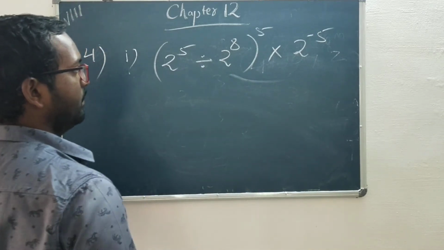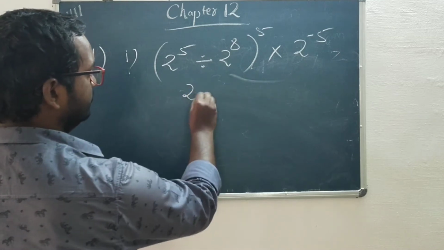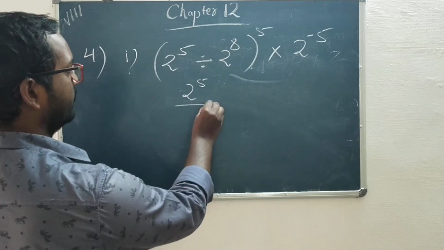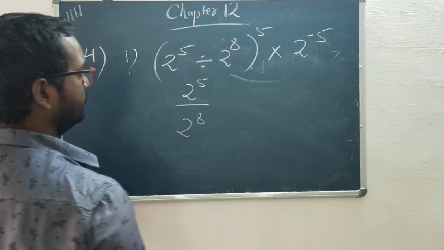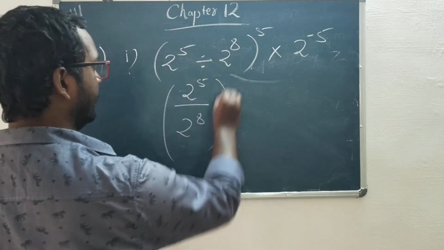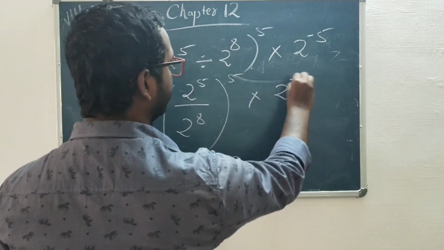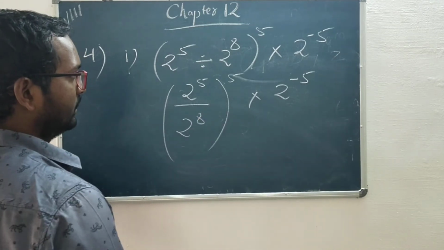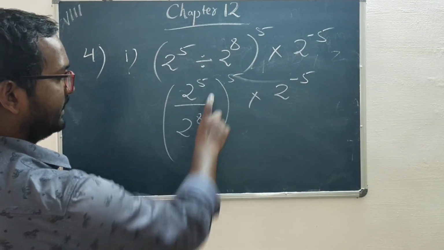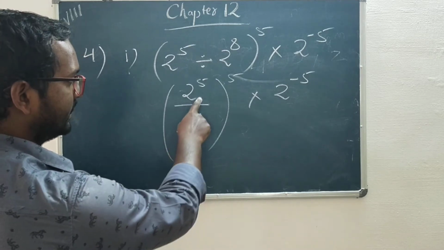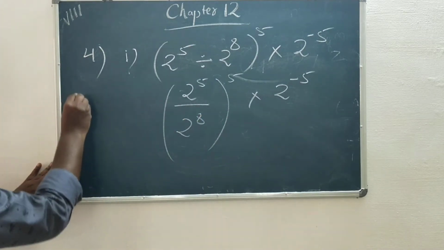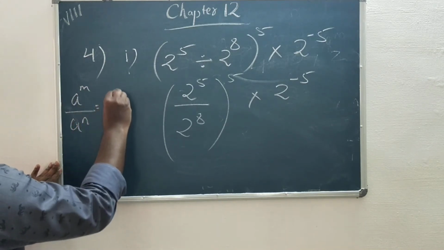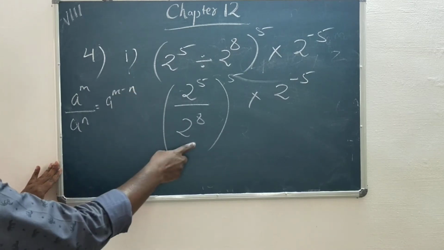So here we will get 2 to the power 5 divided by 2 to the power 8, to the whole power 5, into 2 to the power minus 5. Okay, let's write it this way. Now see here, this is division. The base here is 2, the base here is 2. We can apply this formula: a to the power m divided by a to the power n is equal to a to the power m minus n. We can apply this formula here.